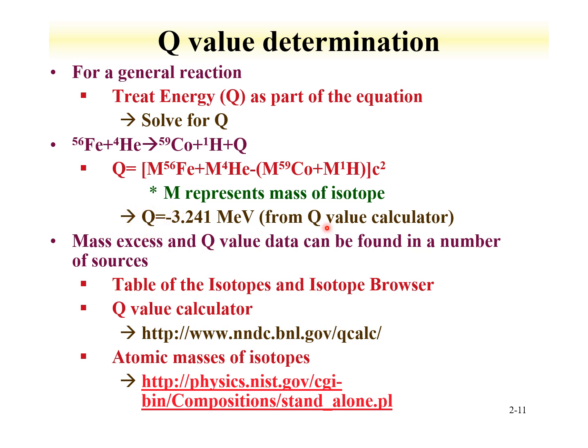The Q value calculator, which we'll talk about, I can enter this information and out comes a value. I can get the mass excess and Q value data that are necessary from a number of different sources. This table of the isotopes, Q value calculator, and then atomic masses of isotopes. This Q value calculator is a tool from the National Nuclear Data Center at Brookhaven National Laboratory that you can input the reaction information and the Q value will come out.